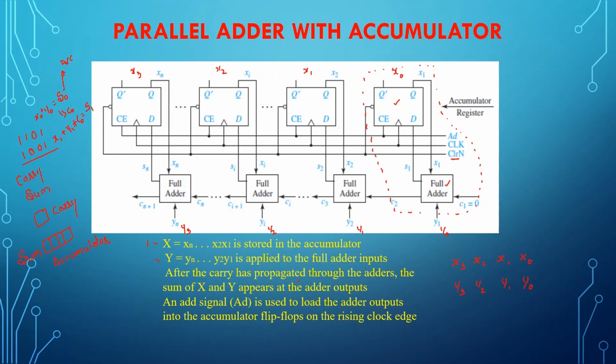After the first number has been added, the carry will be propagated to the next stage, whereas the sum that has been generated will be stored in the accumulator, that is, during the rising edge of the clock. So it is as simple as this.